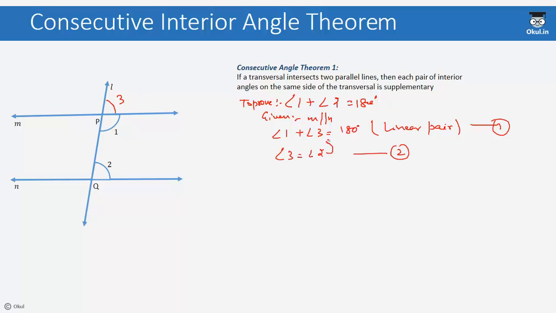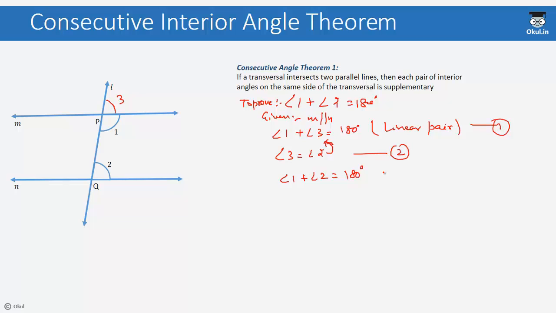Now putting the second equation in the first equation, what we can write is that angle 1 plus angle 2 comes out to be 180 degrees, and this is what we had to prove. Now there is another consecutive angle theorem number 2, which is the reverse of theorem number 1.